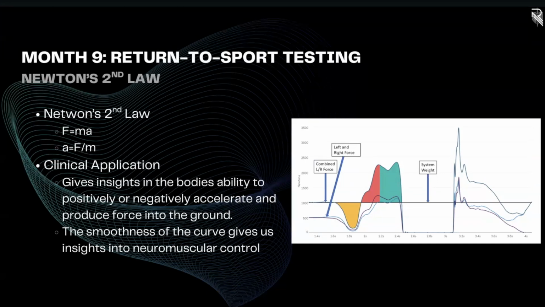So beyond raw force output, the shape and smoothness of the force time curve provides a window into neuromuscular efficiency. A smooth, well-defined curve suggests coordinated motor control, while a more jagged or inconsistent curve may reveal underlying neuromuscular deficits. These irregularities can signal that the system isn't yet firing efficiently, highlighting areas that still may require targeted intervention before the athlete is truly ready to return to sport.